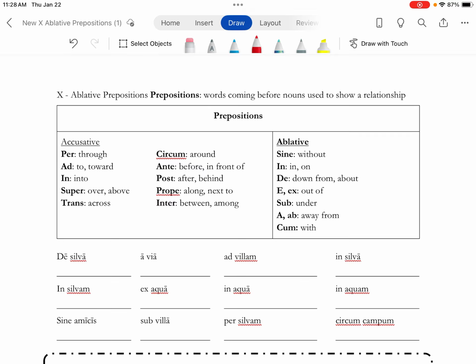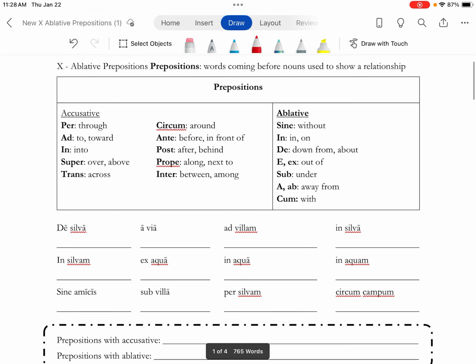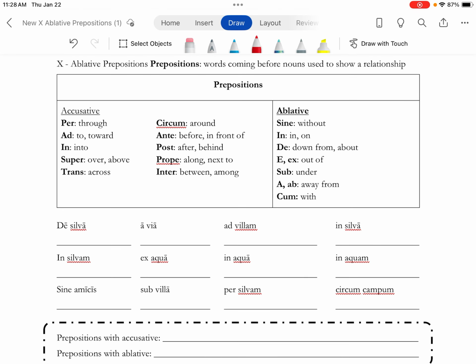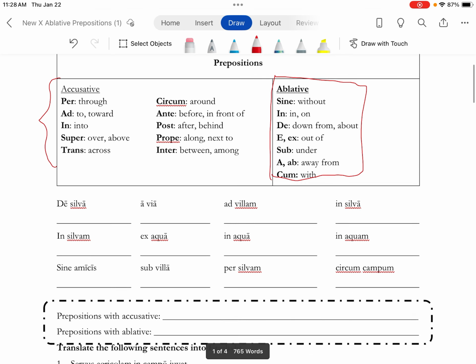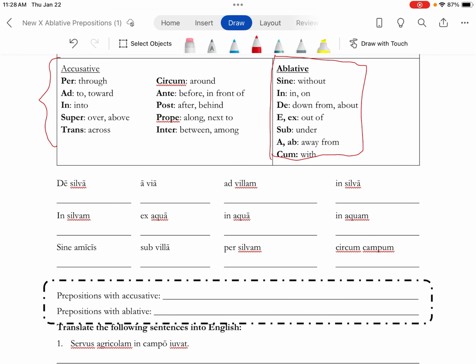We are working with lesson 10, prepositions that take the ablative as their object. In the previous lesson, it was about the accusative prepositions. But there are ones that take the ablative, so the main focus is going to be those. So we're going to have a look at some examples.